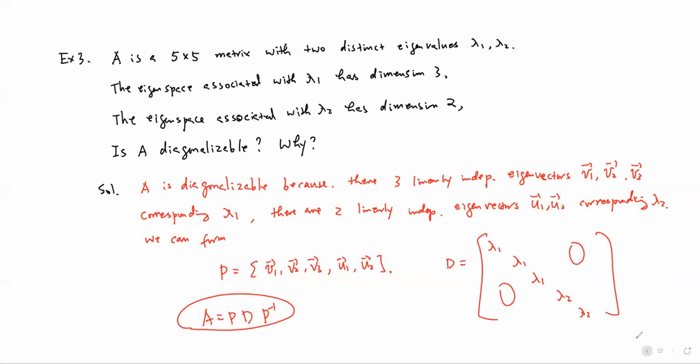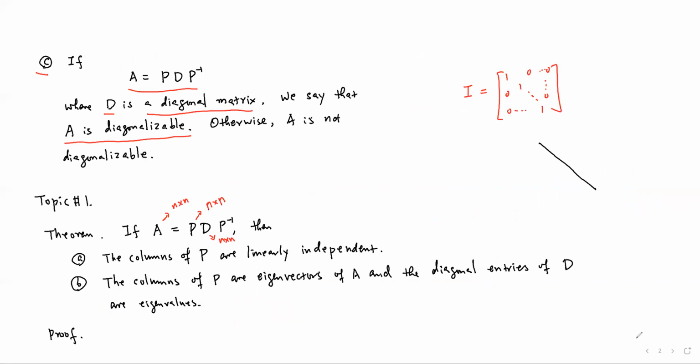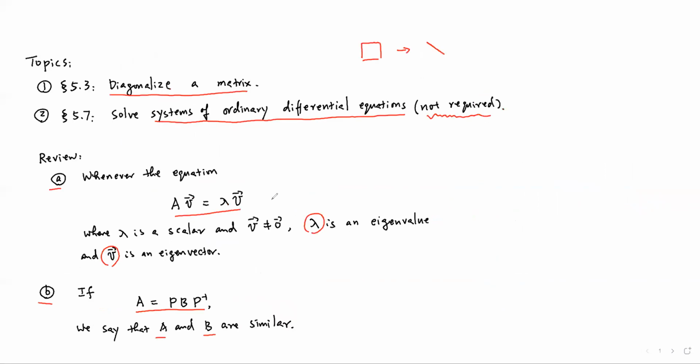Now, second topic. The second topic is not required, but I want to present one application of diagonalizing a matrix: solving a system of ordinary differential equations. Take a look. Okay, topic 2.